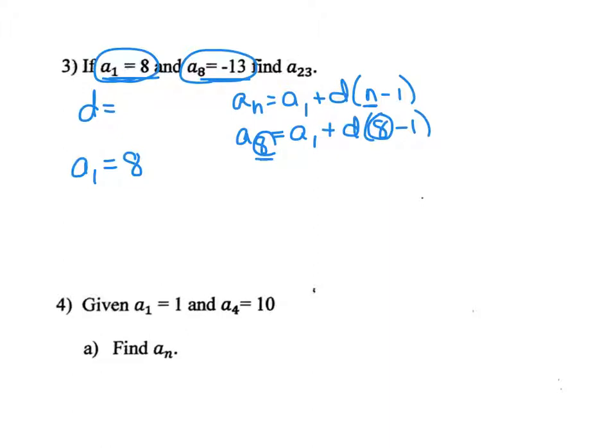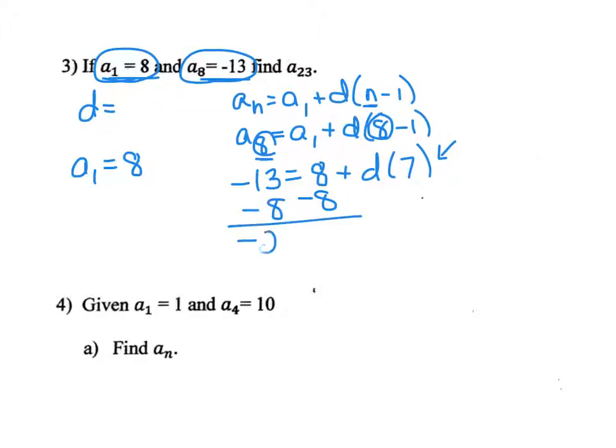Okay? So now I do know what A8 is. A8 is negative 13. And A1 is 8. So now I plug them in. I just do this in 2 steps to show you the D times 7, like the process. Okay, you can do this all in 1 step and jump right to here if you want. That's perfectly acceptable. So negative 21 equals 7D. Divide by 7, and D is negative 3.